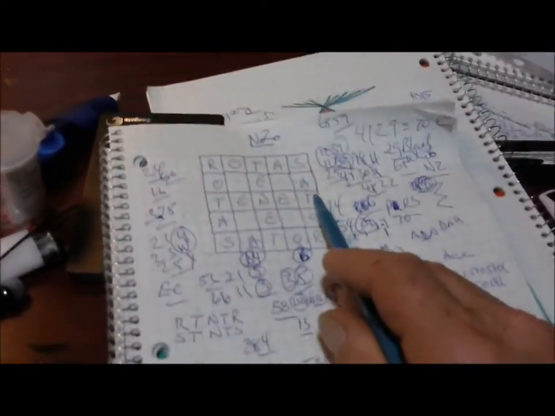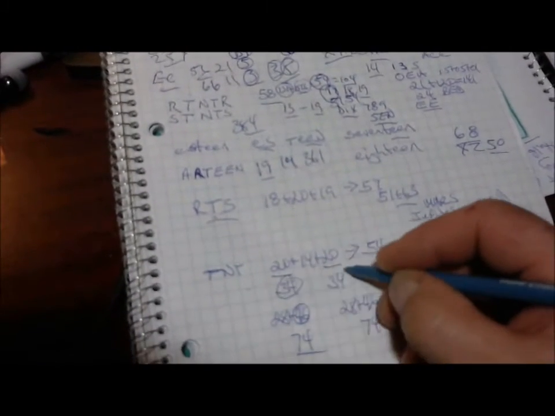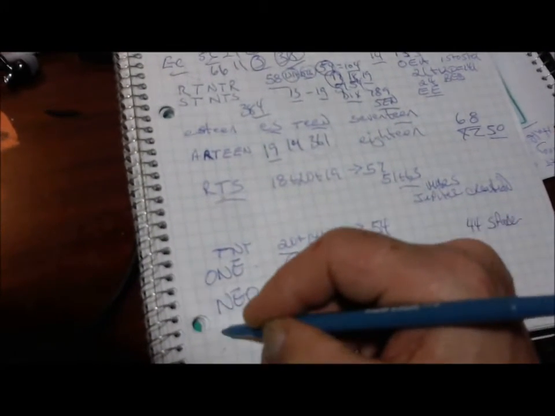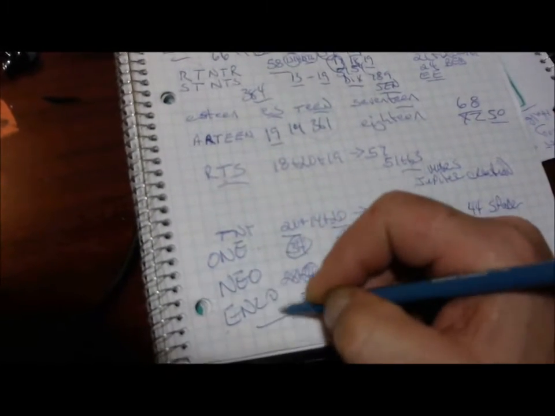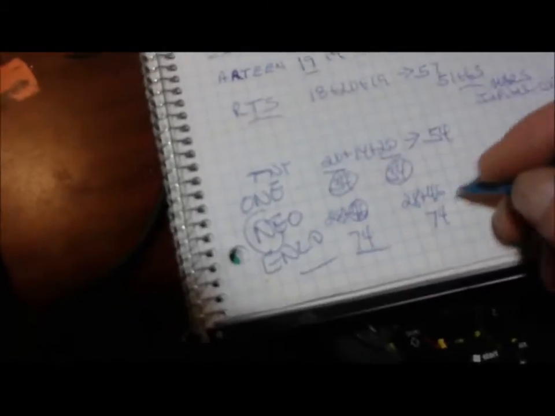TNT, TNT 135, 20 and 20. 14 is split. 34 and 34. ONE. How about Neo? How about Enzo? Because the N can be turned sideways and used as a Z. And the E is a special letter. In fact, the L is a special letter.